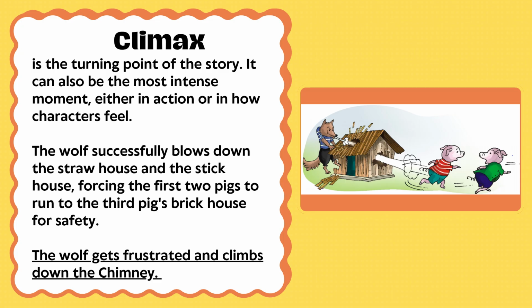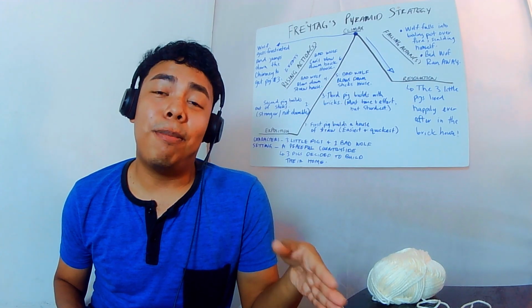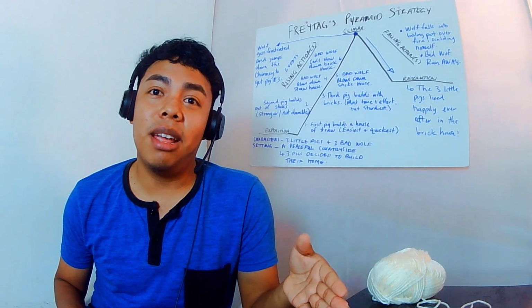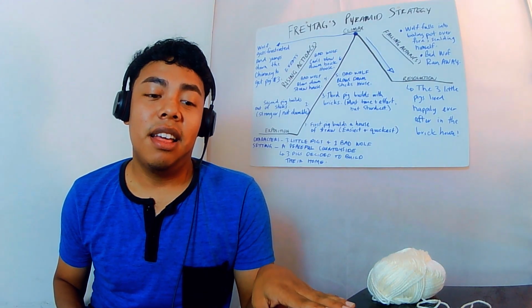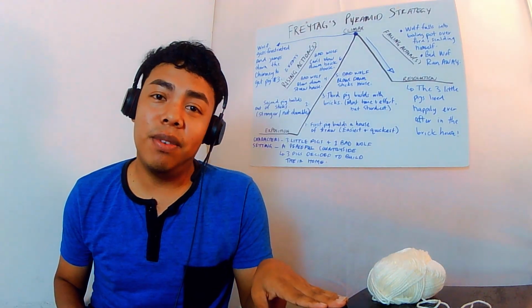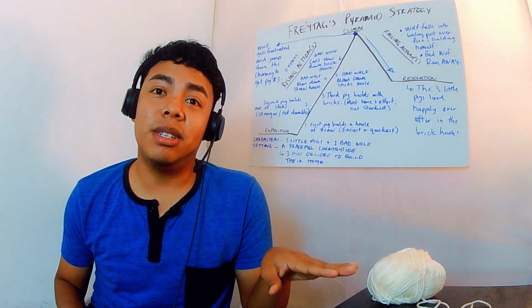So what would be the climax of the story? Based on what we have read now, what would be the climax of the story? The climax of the story would be the wolf getting frustrated and climbing down the chimney. Based on the action of the wolf in this story, this could go either good or bad for him, and it could change the whole fate of the wolf in the story and also the fate of the three little pigs.